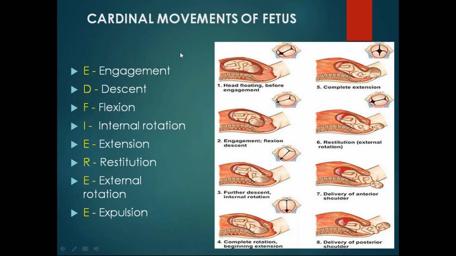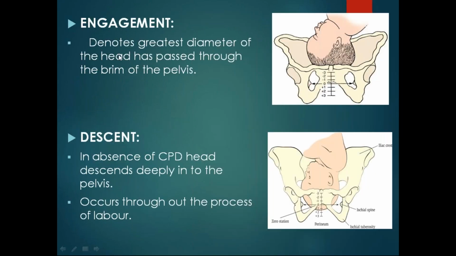So engagement is basically when the greatest diameter of the fetal head passes through the brim of the pelvis. So this you can see is the brim of the pelvis. The largest diameter of the fetal head is the biparietal diameter, 9.5 centimeters, between the two parietal bones. This part enters the pelvic brim. The brim is the inlet. Once it crosses the pelvic brim, it is called engagement.